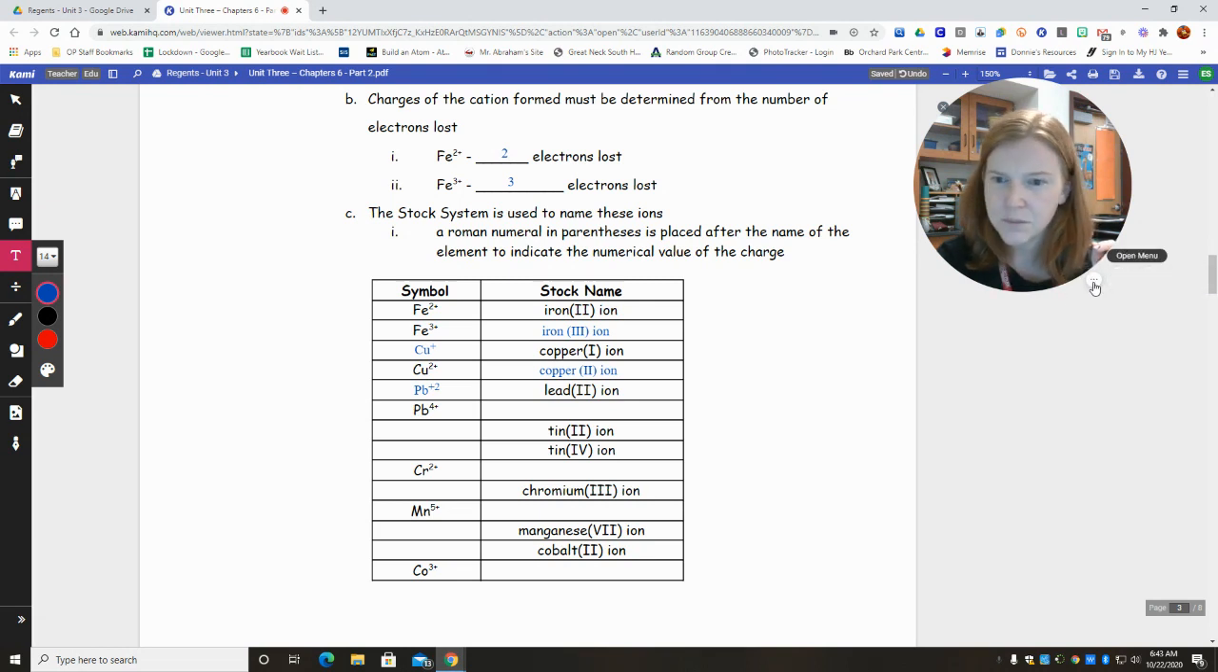Which time are we at? Oh, 18 minutes. Perfect. All right, here's what I'm going to do. I'm going to pause the video for a hot minute so that you can finish filling out this chart. When we come back, we'll go over it briefly, and then we will finish up the rest of the notes for today. All right, see you in a bit.